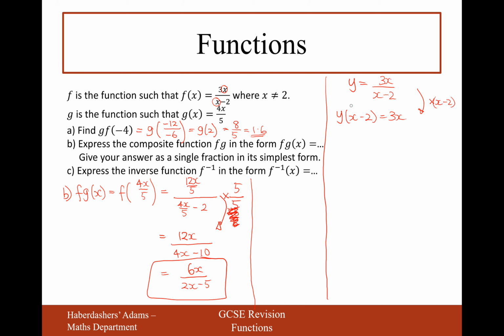And I'll multiply it across the other side in a pair of brackets. The next thing I'll do is I'll expand those brackets. xy minus 2y equals 3x. Now I need to realise that I've got two different places where there is an x letter. So that means I need to group them on the same side.